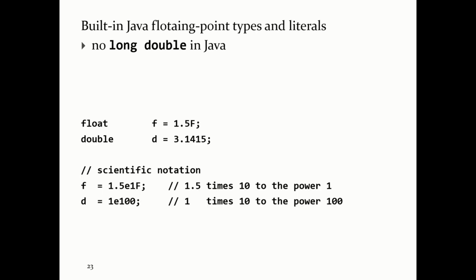It works the same way in Java, right? In fact, float and double work exactly the same way as float and double work in C, right? And these are all mandated by this standard called IEEE 754, right? Java also has scientific notation.